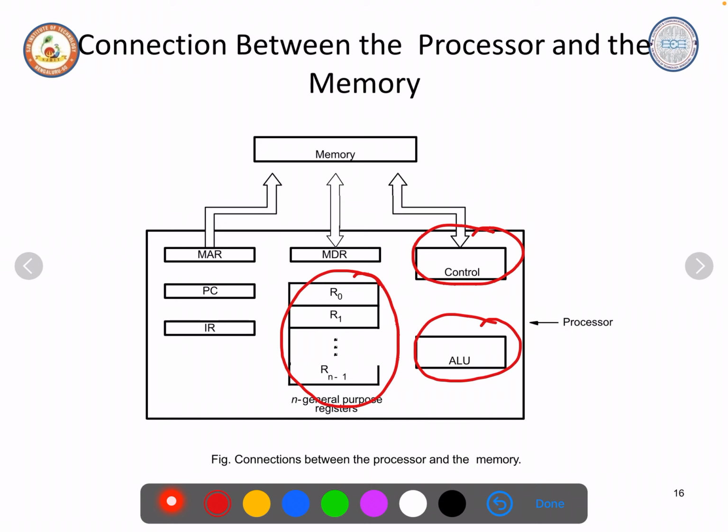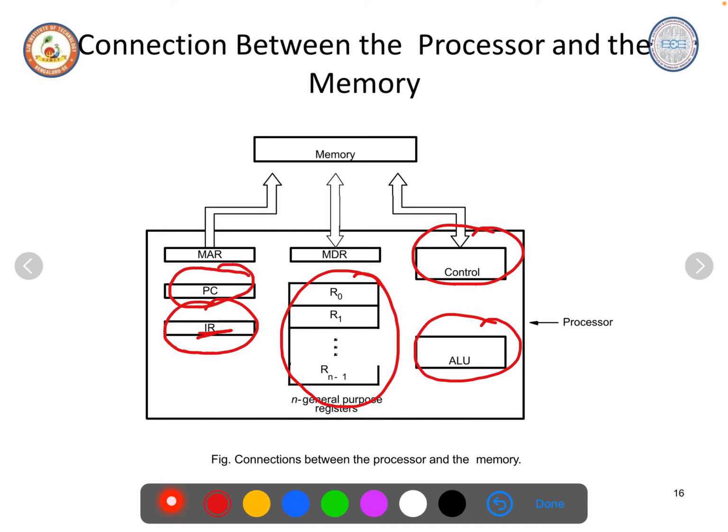You also have special purpose registers like the instruction register, IR. It holds the instruction that is currently being executed. Its output is available to the control unit, which will generate the timing signals that control the various processing elements involved in executing the instruction.